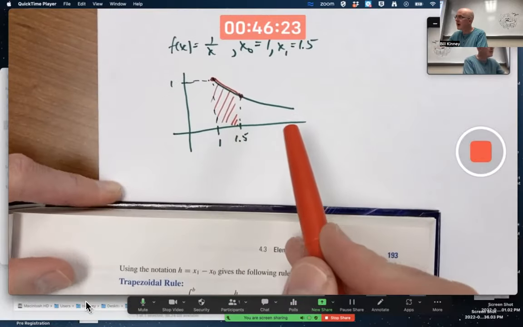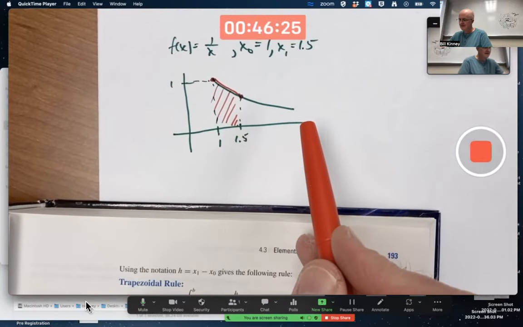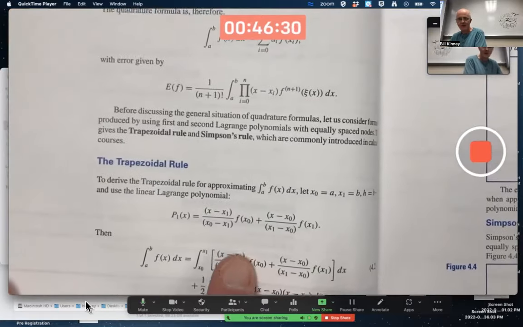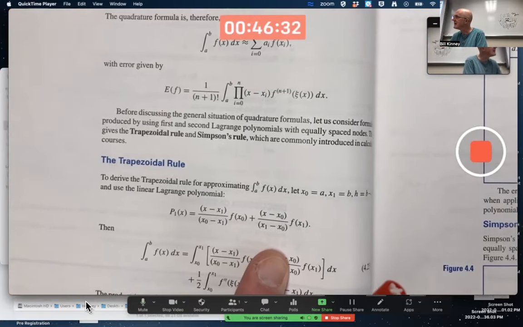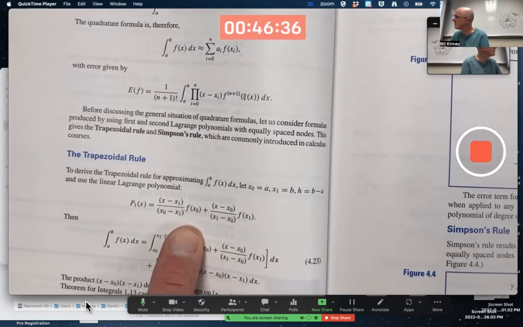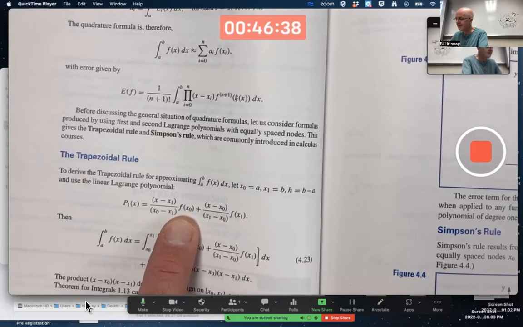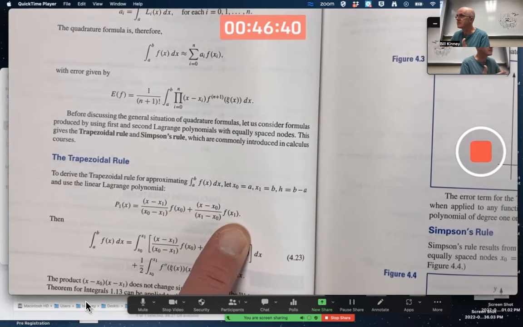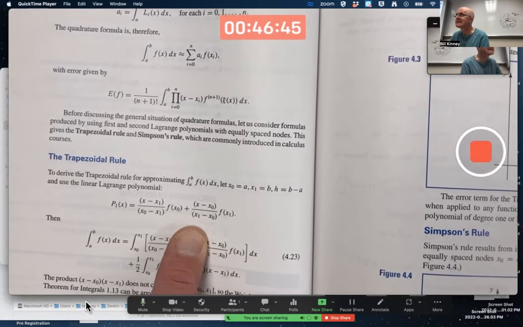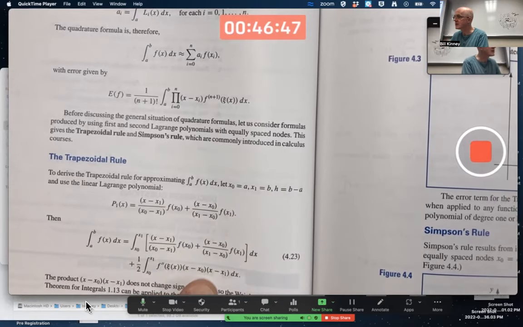So this linear function right there is what you see right here. We could replace x0 with 1 and x1 with 1.5. We could replace f of x0 with 1 and f of x1 with 2/3 to figure out exactly what this is. But they're trying to do a general derivation.